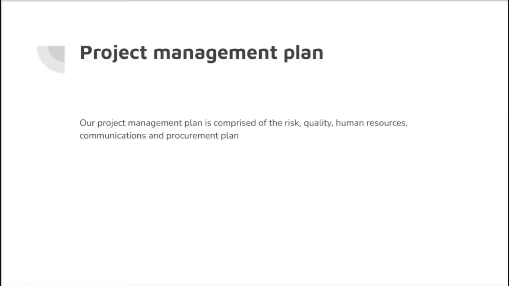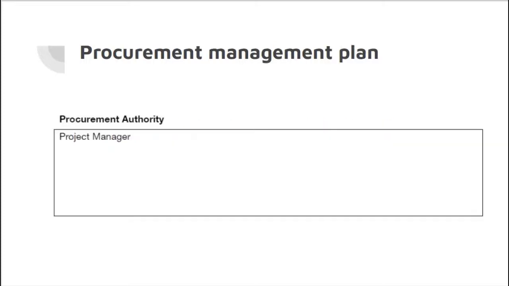Our project management plan is comprised of the risk, quality, human resource, communication, and procurement plan. The risk, quality, and communication plans will be presented by my partners. At this time, I will explain the procurement management plan and the human resources management plan.